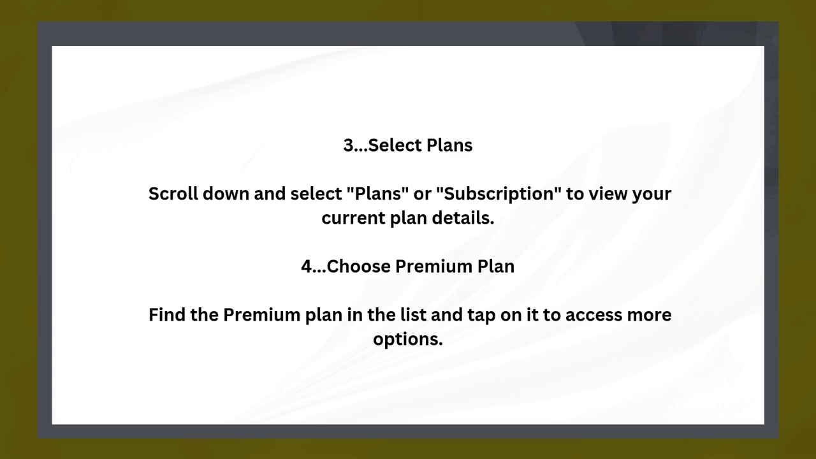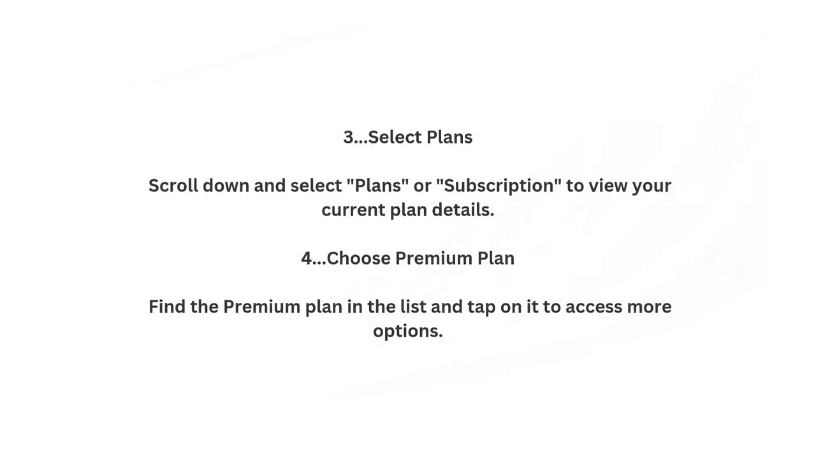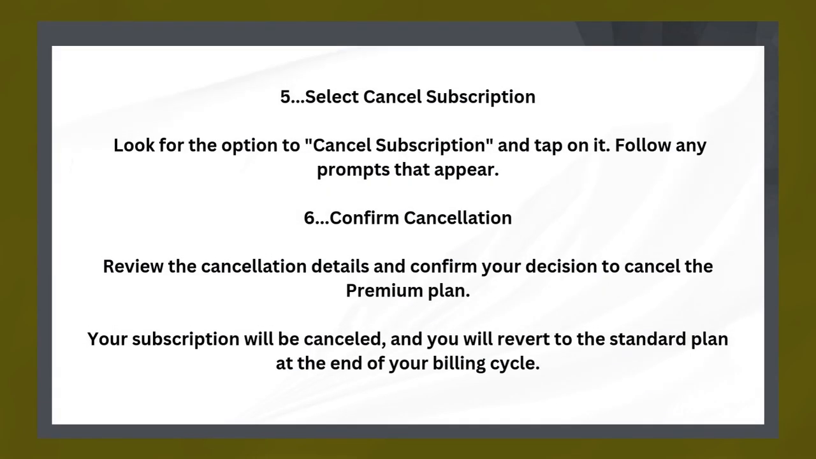Number 4. Choose premium plan. Find the premium plan in the list and tap on it to access more options. Number 5. Select cancel subscription. Look for the option to cancel subscription and tap on it. Follow any prompts that appear.